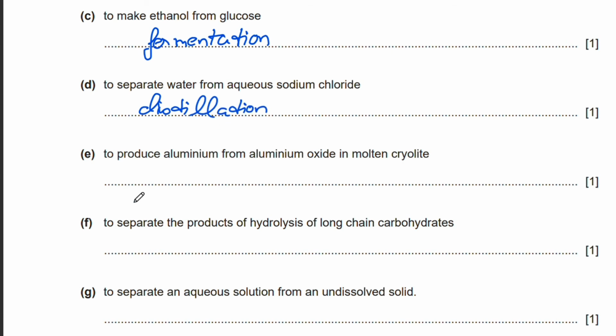To produce aluminium from aluminium oxide in molten cryolite. So basically it is the electrolysis process in which we pass electricity in a molten cryolite to get aluminium. So the process will be electrolysis.